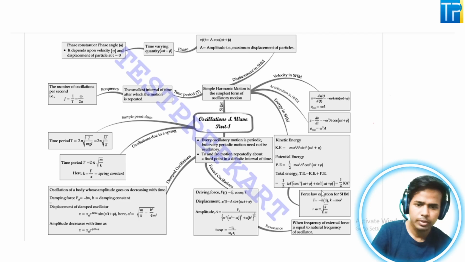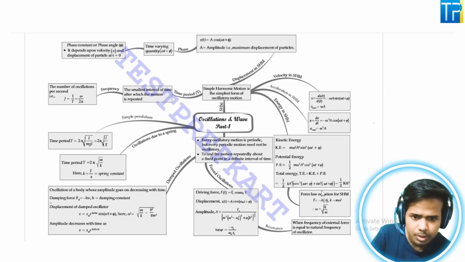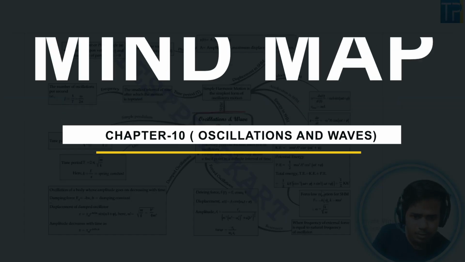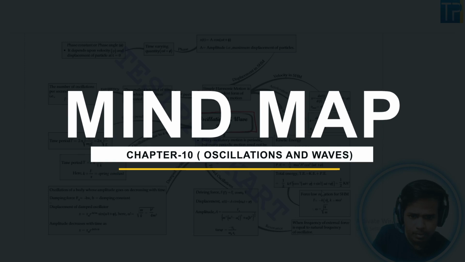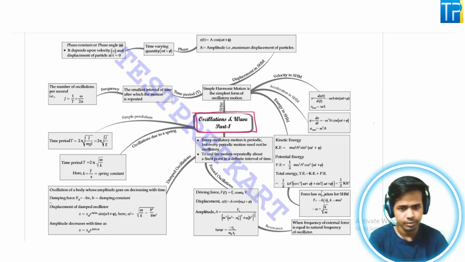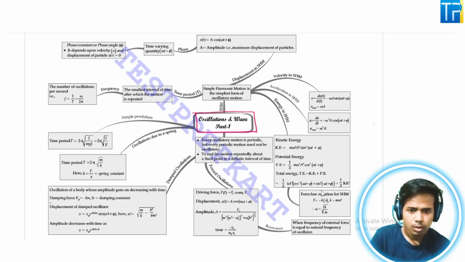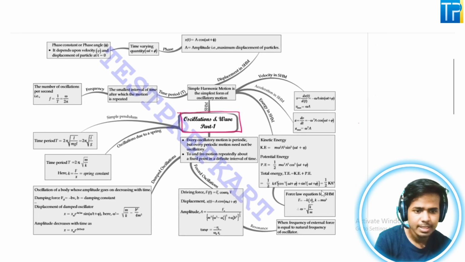Everyone, welcome to the mind map of this chapter. Actually, it is made up of two chapters: one of them is SHM, simple harmonic motion, and the other one is waves, which can be seen as the extension of SHM. First of all, we will talk about oscillatory motion.